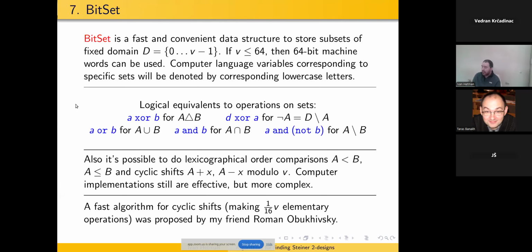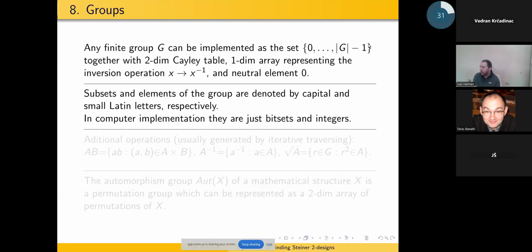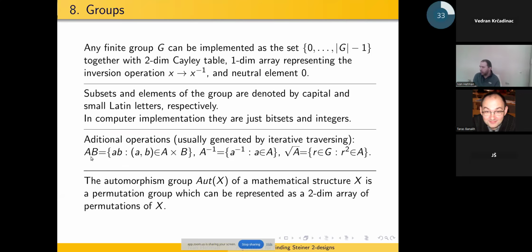Using these bit sets, we represented subsets of the groups in the form of bit sets, and we used specific operations like, for instance, finding the multiplication of two subsets, the inverse of a subset, or the square root of a subset. Also, we considered the automorphism group of the group. And currently, we will use the automorphism group of the so-called G space, which I will define later. And this is basically it.